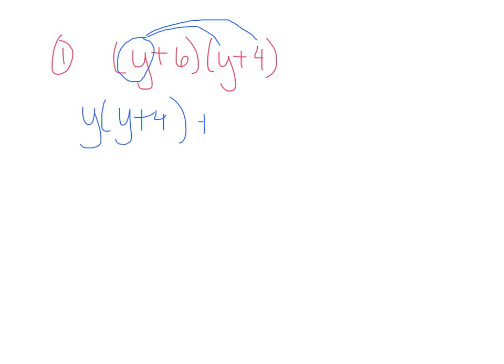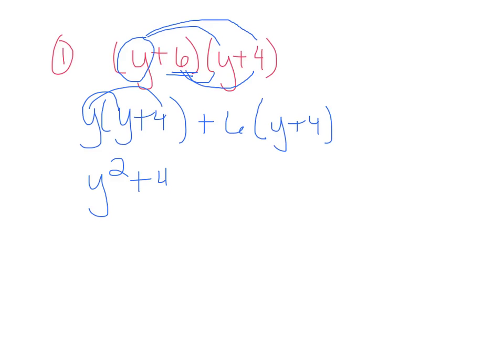Then we have a plus here. So then we're going to take this 6 and multiply it by both terms. Okay, so it's like two distributive properties. So we have y times y, which is y squared, and then y times 4, which is 4y.